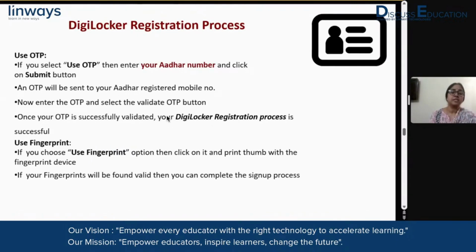With the Aadhaar number, if the student chooses to use OTP, then the Aadhaar number needs to be entered and click on the submit button. An OTP would be sent to the Aadhaar registered mobile number. The student needs to enter the OTP and select the validate OTP button. Once the OTP is successfully validated, the DigiLocker registration process is completed. In case it is the fingerprint option, then the student clicks on it and places the thumb on the fingerprint device. And if the fingerprints are found to be valid, then it completes the process.